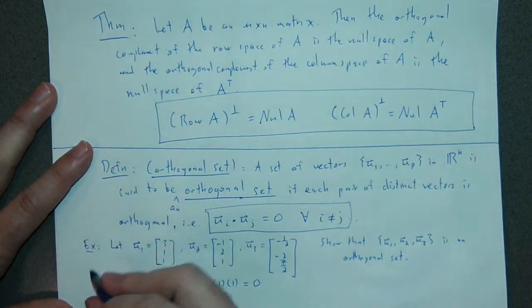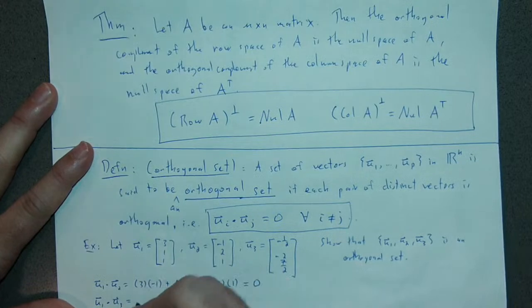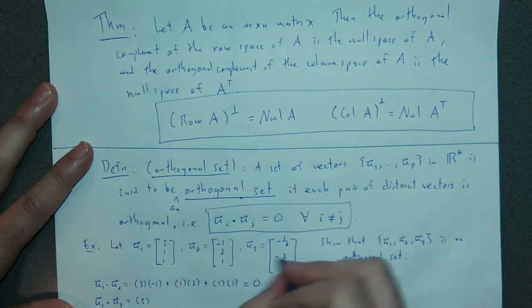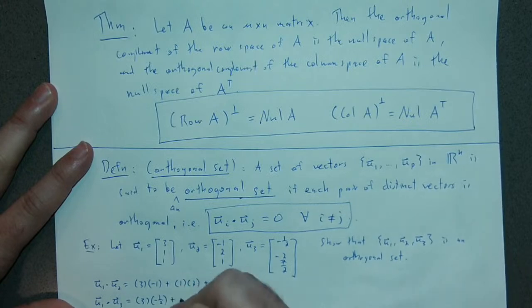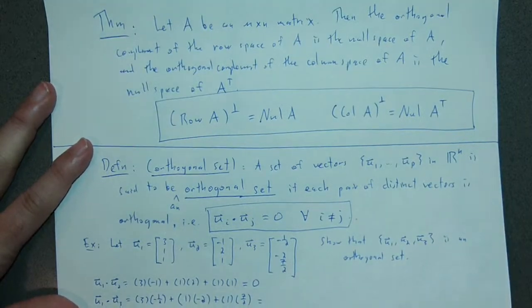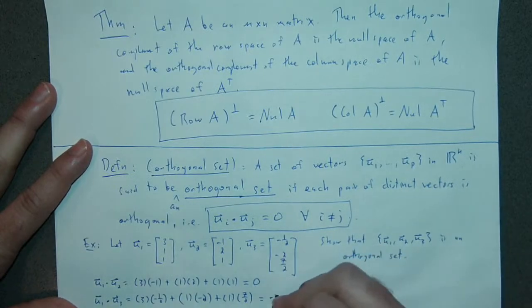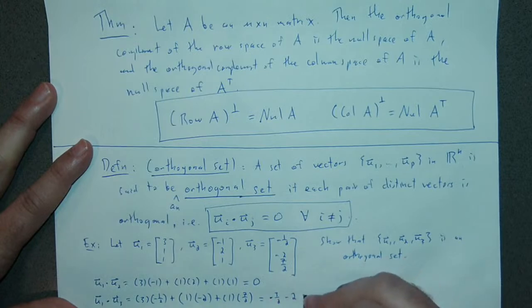So let's do u1 dotted with u3. This would be 3 times -1/2 plus 1 times -2 plus 1 times 7/2. So this is -3/2, 7/2, and -2. That's -3/2 minus 2, which is -4/2, so -7/2 plus 7/2, that's 0.